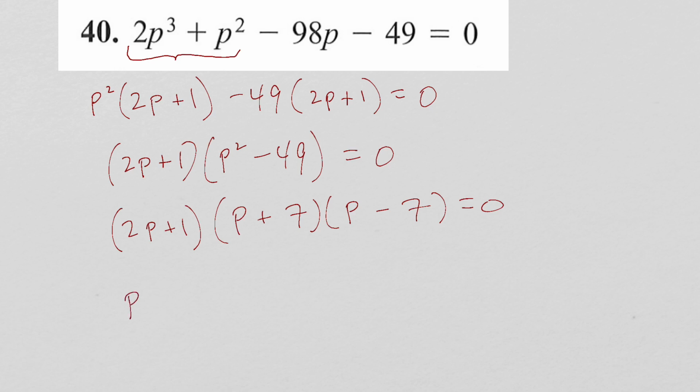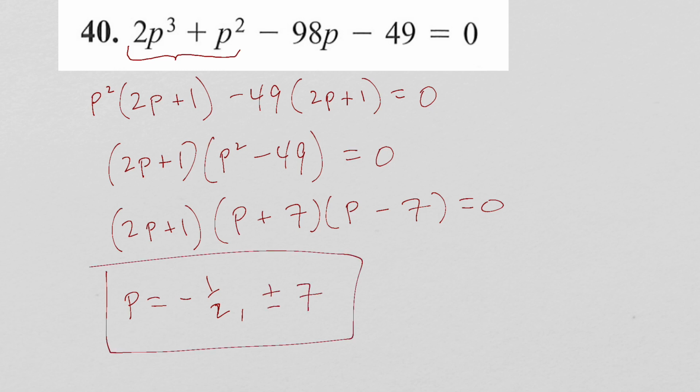So my answer is going to be negative 1 over 2 from that, a negative 7 over 1 from that, and a positive 7 over 1 for that, so just plus and minus 7. And that's it.